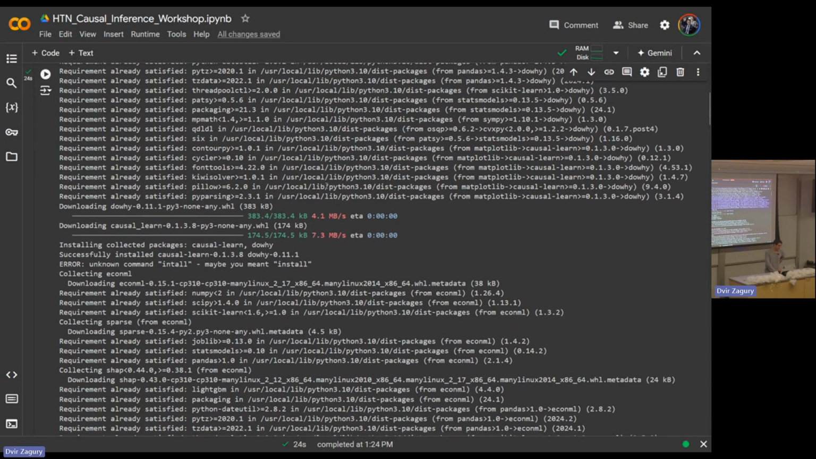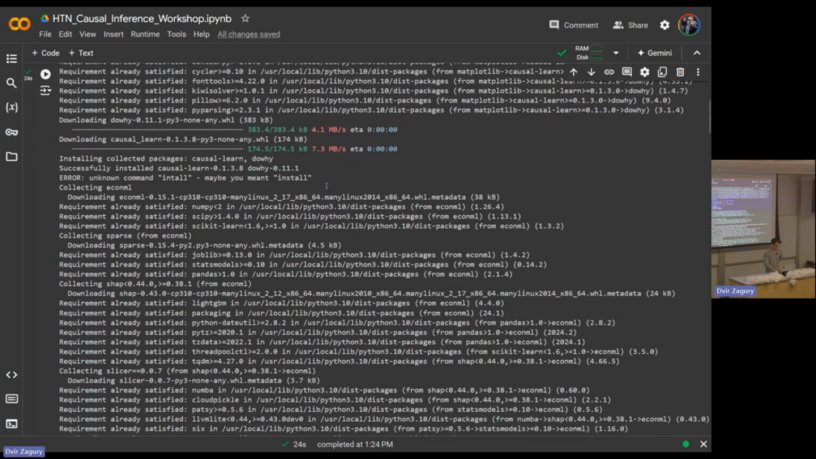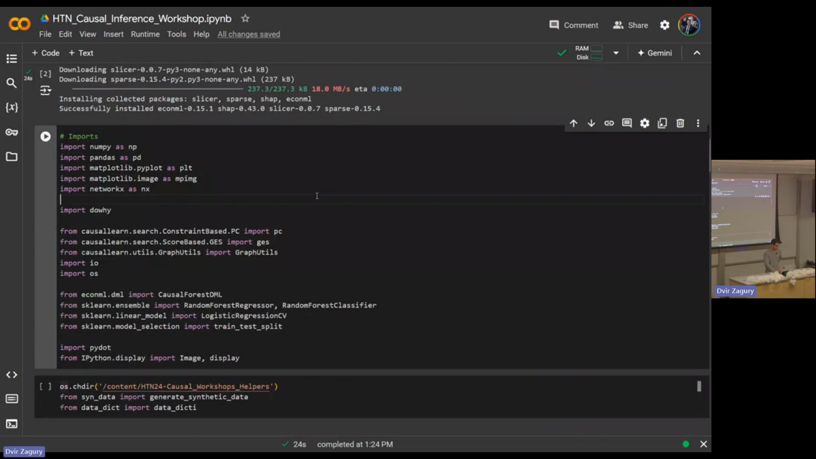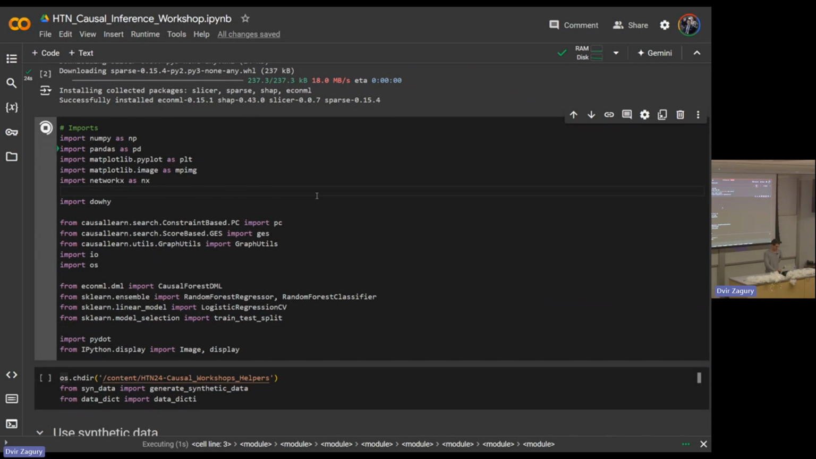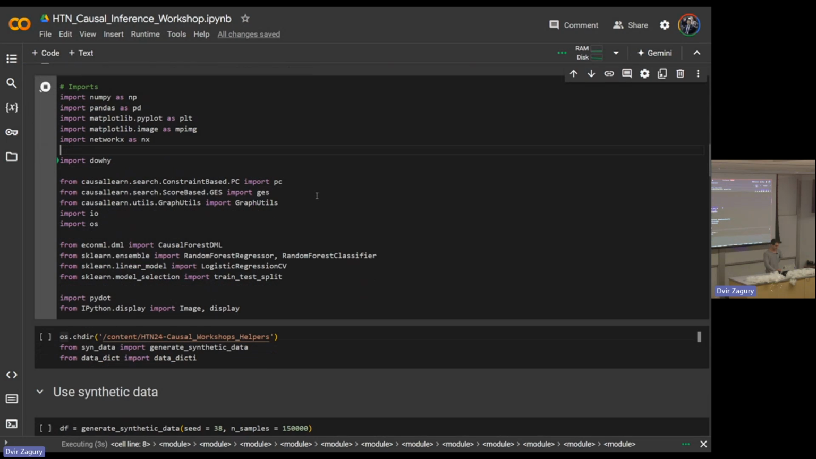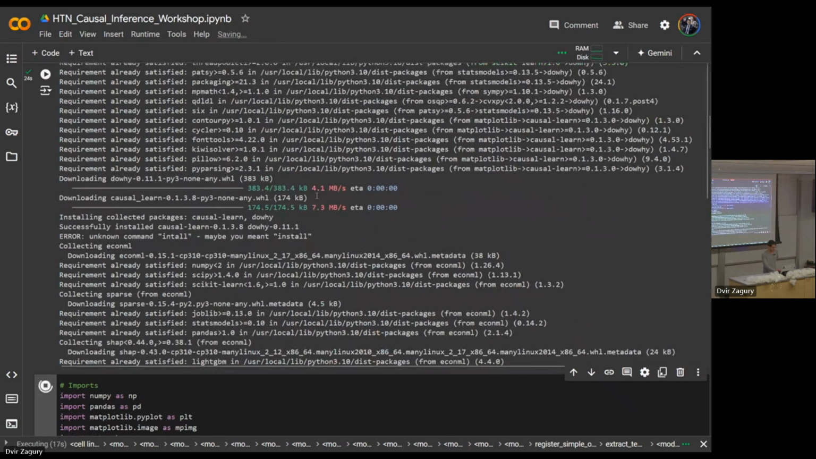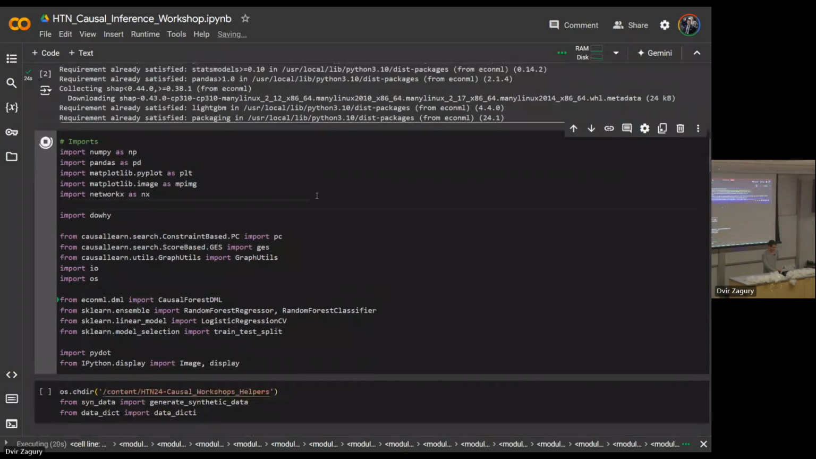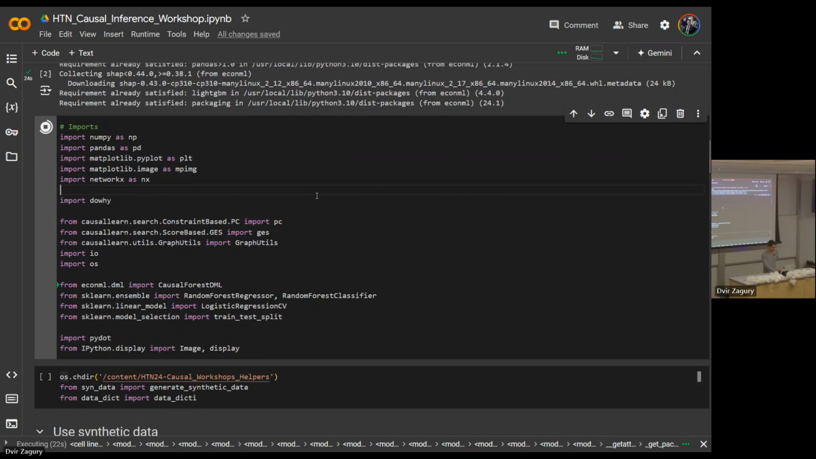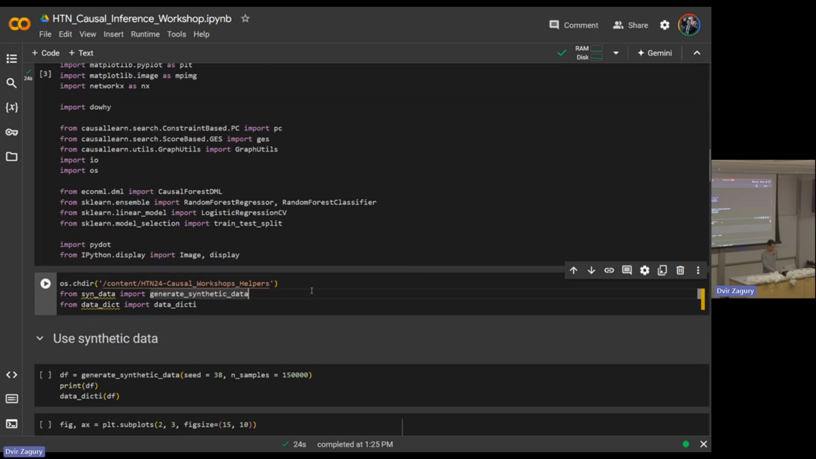And if anyone has any problems, there's mentors here, people that help. And we're going to import a bunch of libraries. Okay, we're going to import all of them. And we're also going to import those helper functions.